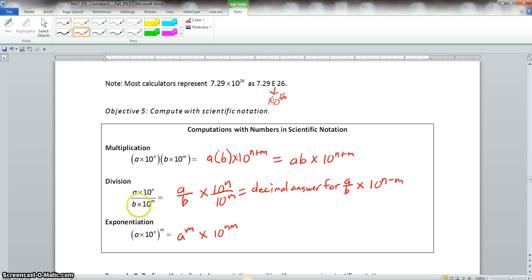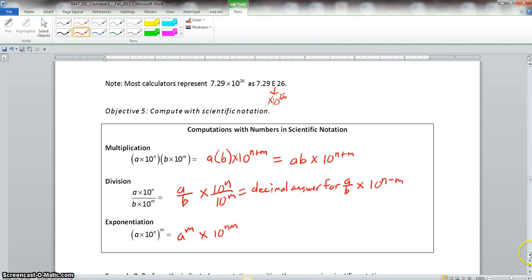Now, we go here, division. We have A over B, and then it'll be times 10 to the n over 10 to the m. So what we will write down here is the decimal answer for A over B times 10 to the exponent of n minus m. Now our exponential, A times 10 to the n to the m, we'll make this A to the m, and then this will be 10 to the n to the m.